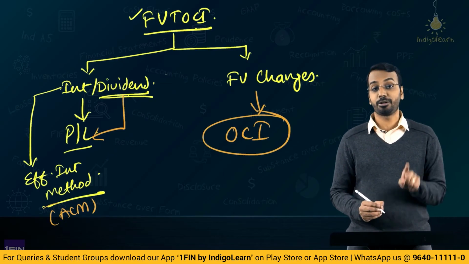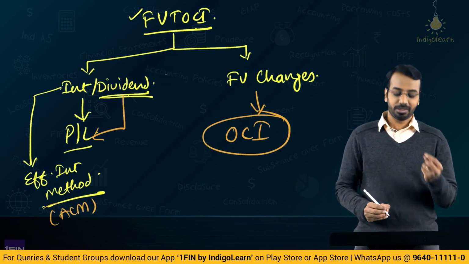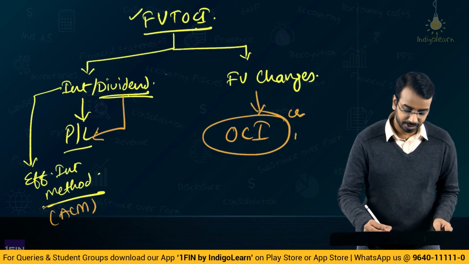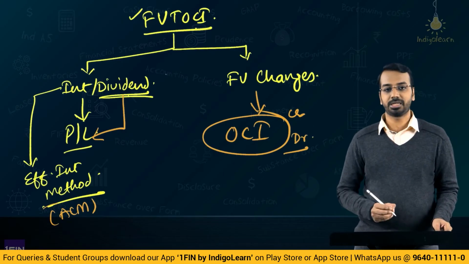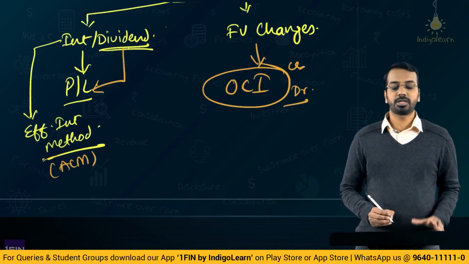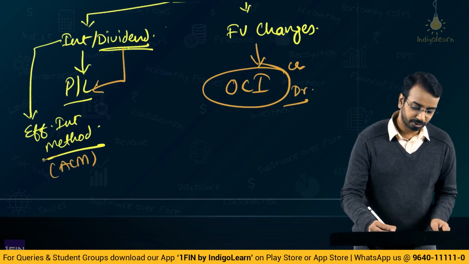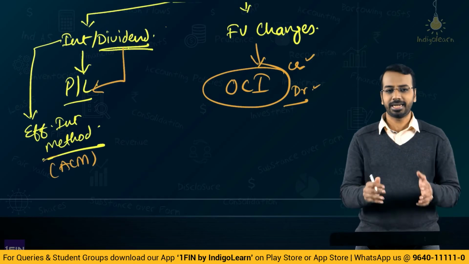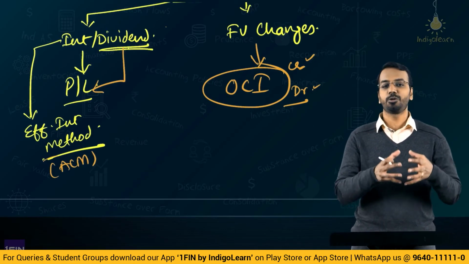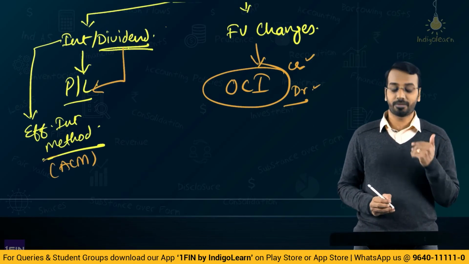Fair value changes will be accumulated in other comprehensive income. If there is a gain, you will credit. If there is a loss, you will debit other comprehensive income. Now, the balance in OCI, what do we do with that? Now, we would have accumulated the fair value changes in OCI and it is an accumulated balance. Now, what do we do with this accumulated balance when we dispose of the financial asset?